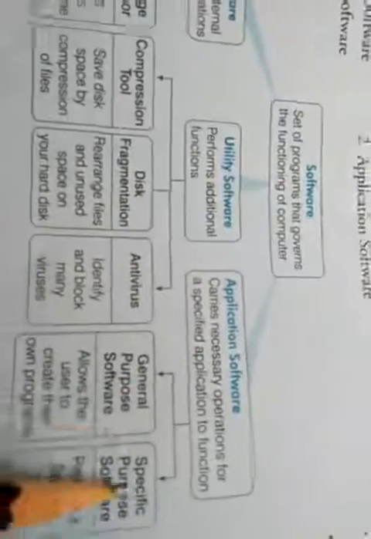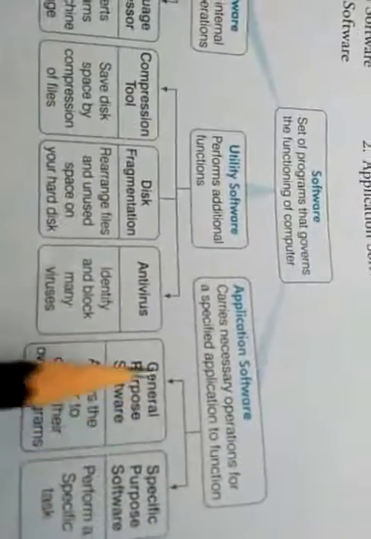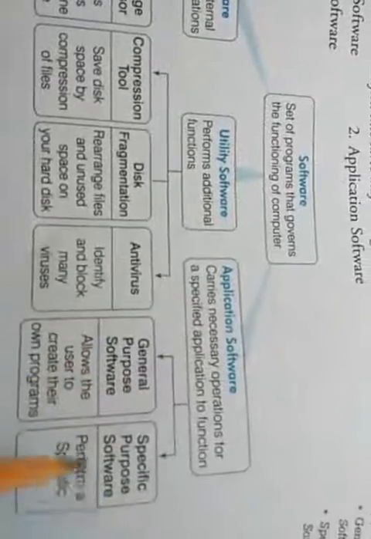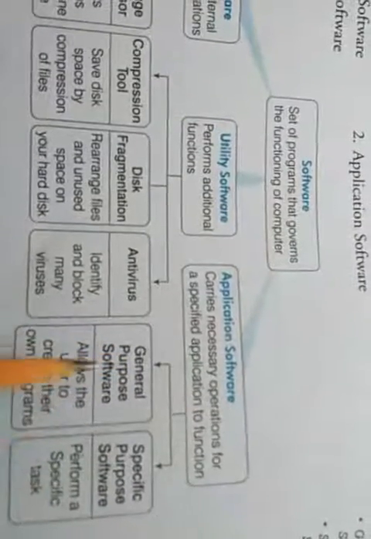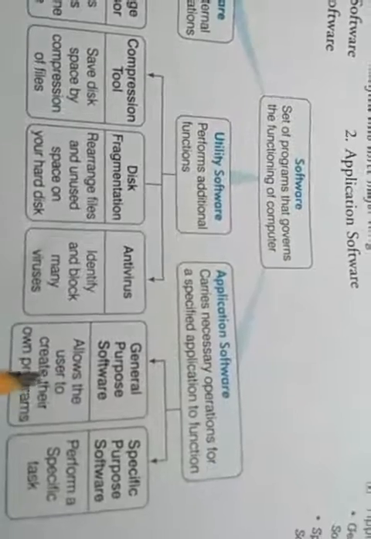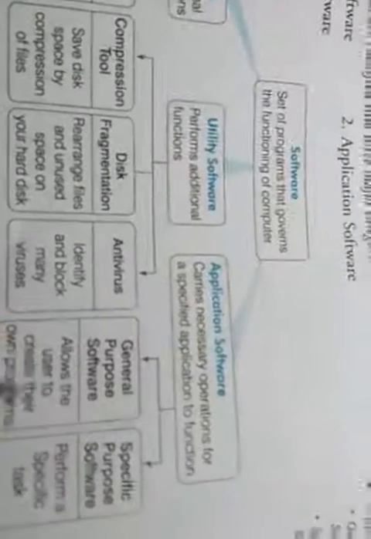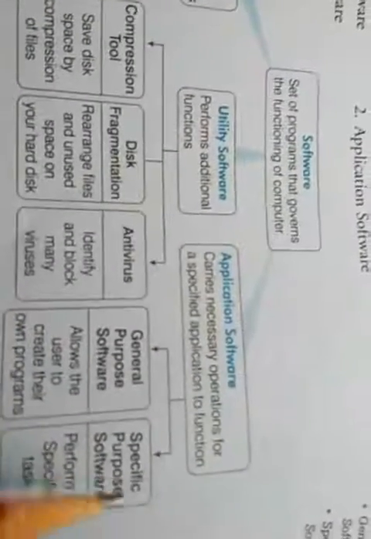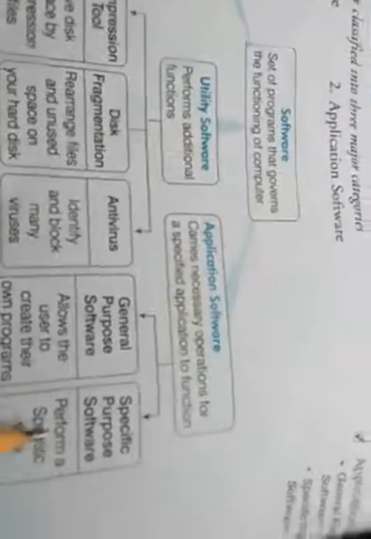And the second category is the application software. The application software comes in two categories: number first is the general purpose software and second is the specific purpose software. General purpose software is mostly created by software companies for many organizations, whereas the specific purpose software is created for a particular organization.